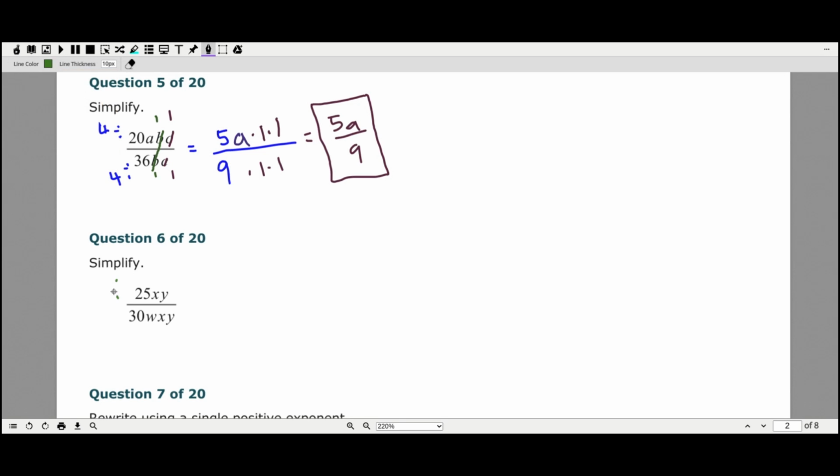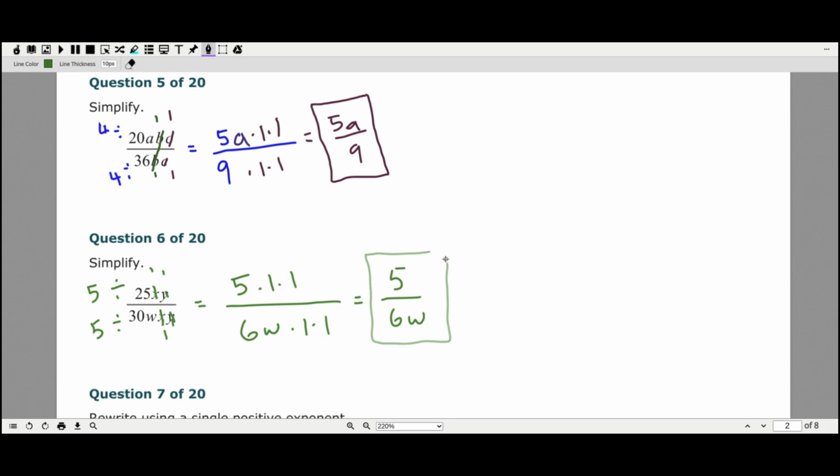Problem 6, so we're going to reduce this one by 5. 25 divided by 5 will give you 5. 30 divided by 5 will give you 6, right? And there's no W on the top, so we keep the W. X and X divide each other out, giving you 1 on each. And Y divides each other out, giving you 1 on each. So 5 times 1 times 1 over 6W times 1 times 1. That would be 5 over 6W. That's it.